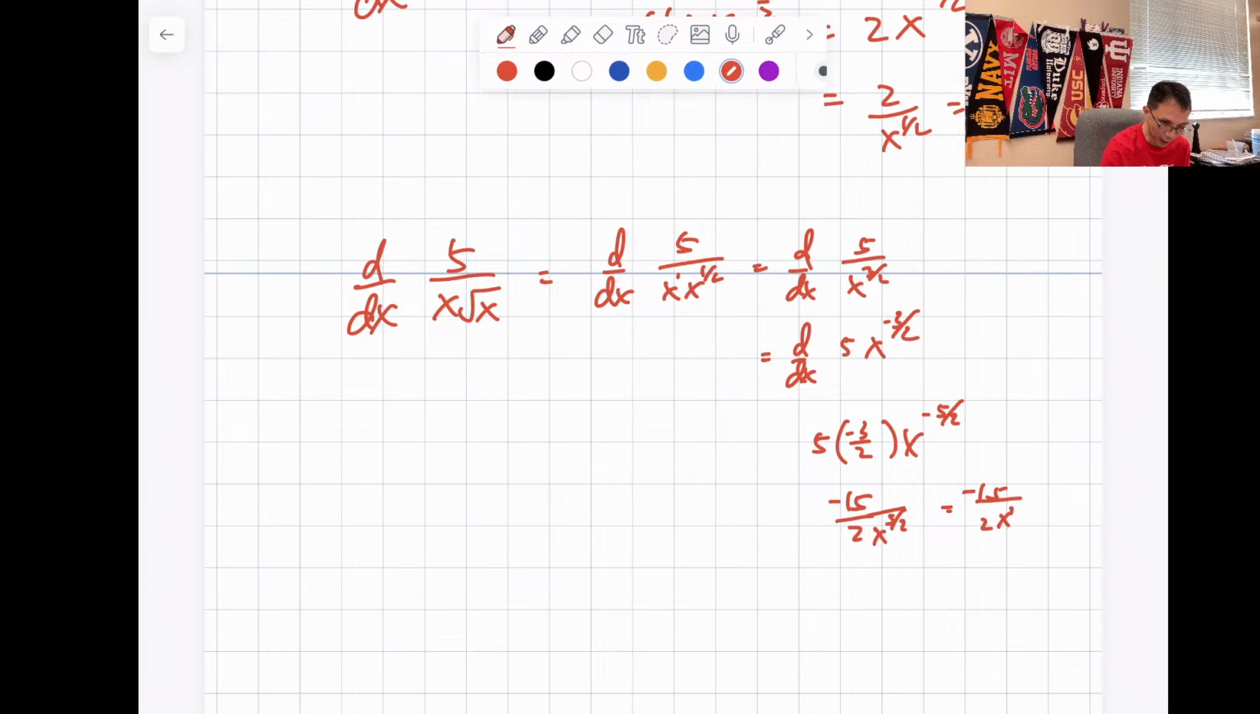Or -15/2 over x squared square root x. I mean, either answer is acceptable. I think this answer I prefer, -5/2, just because I don't really need a simplified radical. Yes. It says derivative of 5 over what? 5 over x to 3/2. Because 1 plus 1/2 is 3/2, right? It's just a power rule.